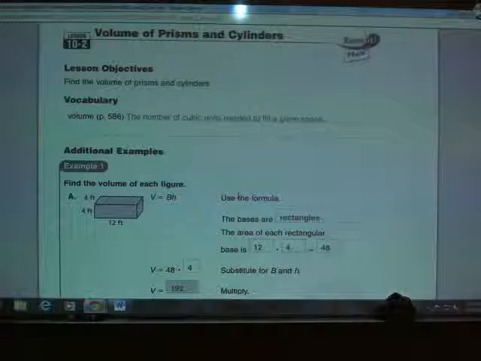Chapter 10, Section 2, in the 7th grade note-taking guide, is entitled Volumes of Prisms and Cylinders. So start off here, this is our first introduction in the 7th grade curriculum to volume.